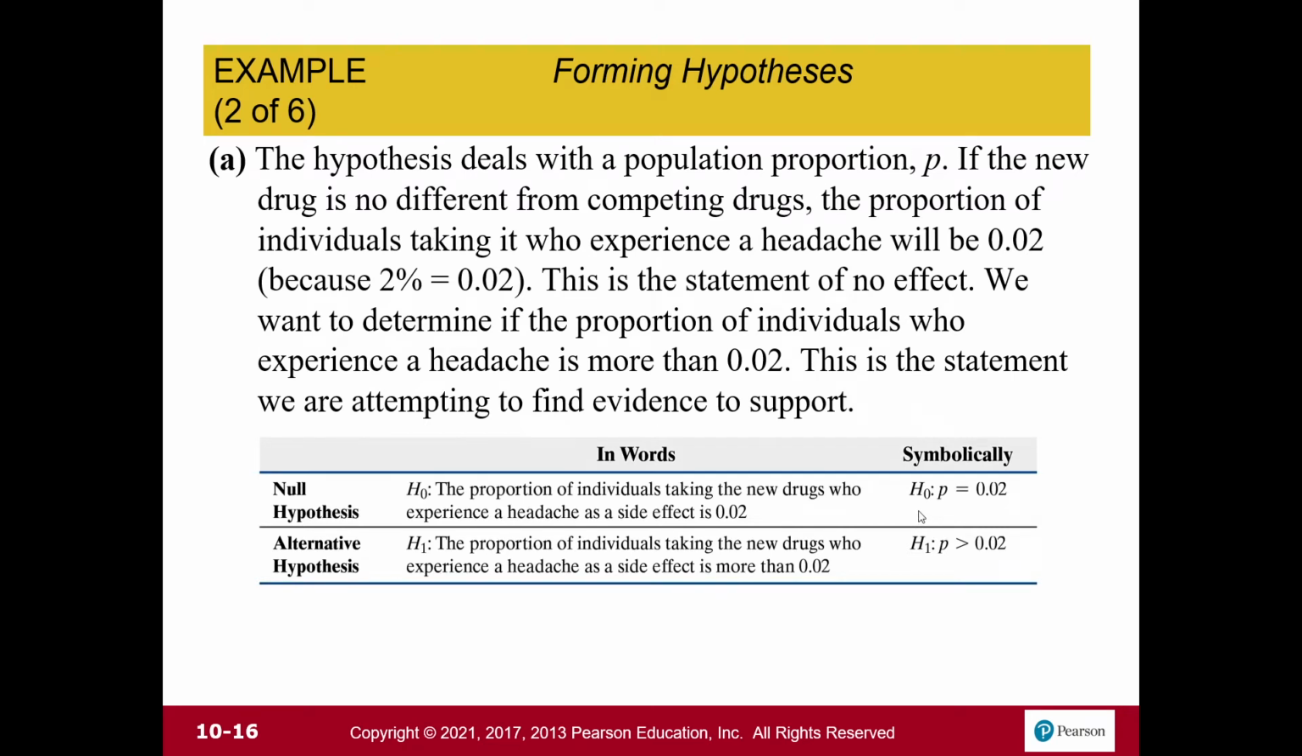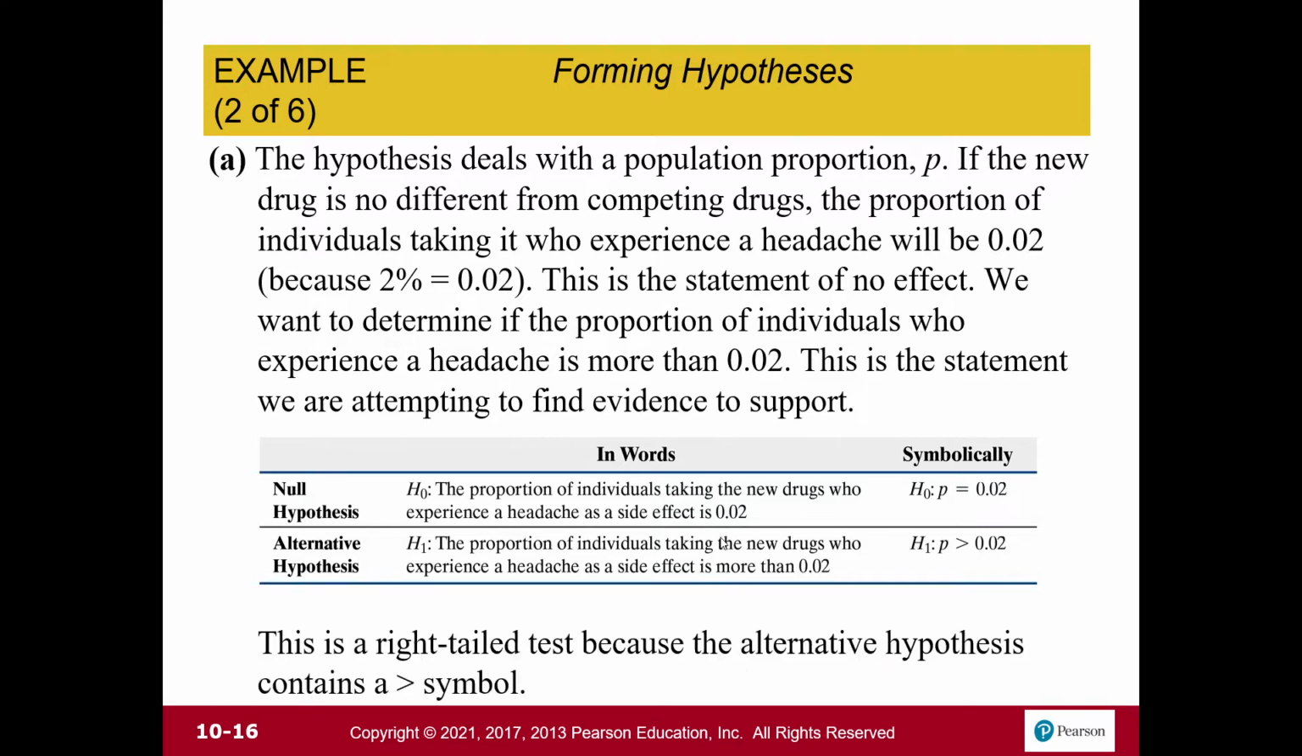So the null would be H null, P equal to 0.02, and the alternative would be that P is greater than 0.02. Okay, so this would be a right-tailed test as well. We see that it's a right-tailed test because we're setting the alternative to be greater than. So on the right side of the population proportion.